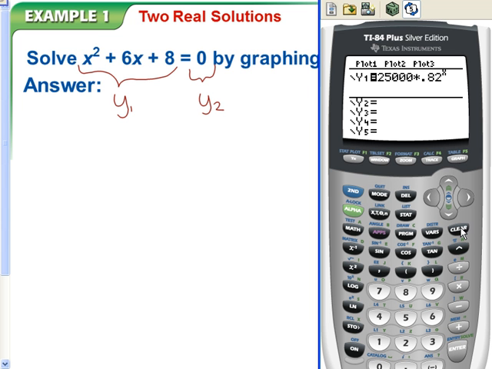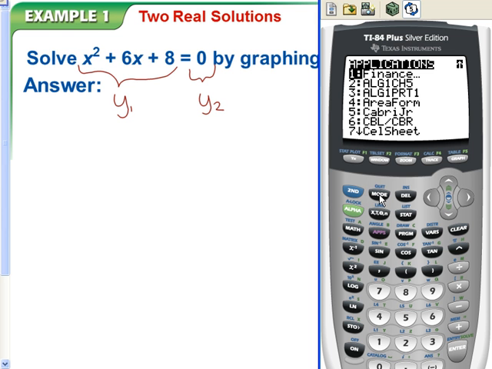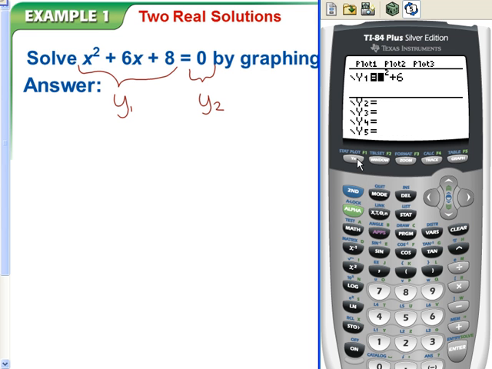So I'm going to need to clear out this equation and write in x squared plus 6x. Ooh, I hit the wrong button. Okay, x squared plus 6x plus 8. And then in y2, I'm going to just put a 0 in there. And I'm going to need to graph it.